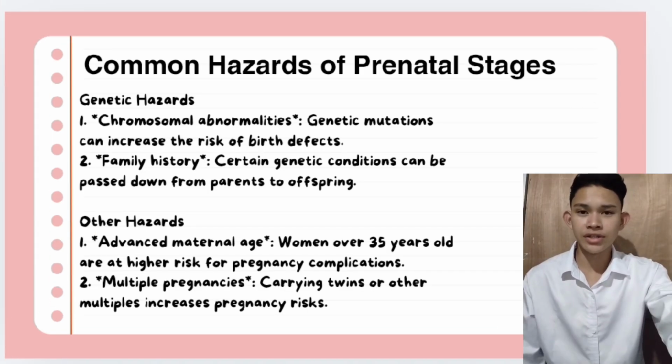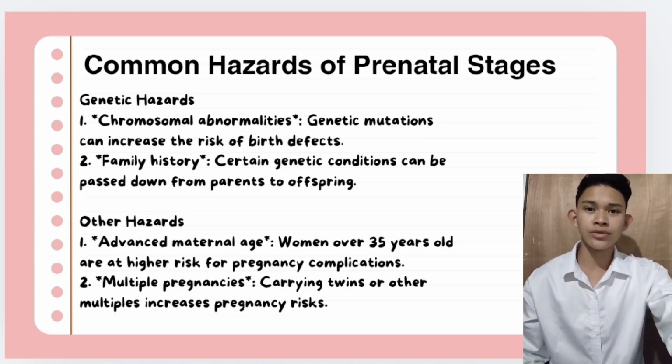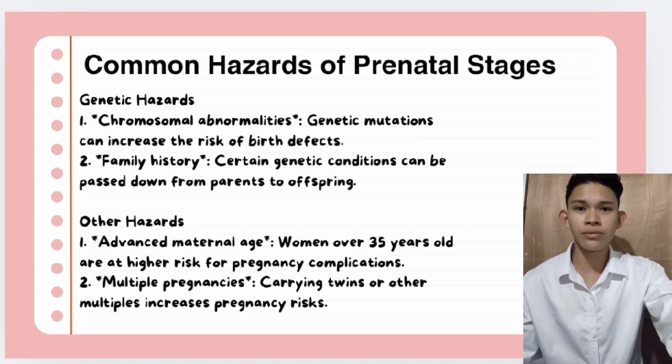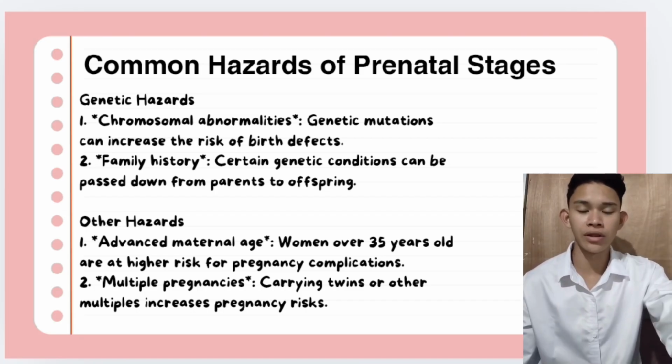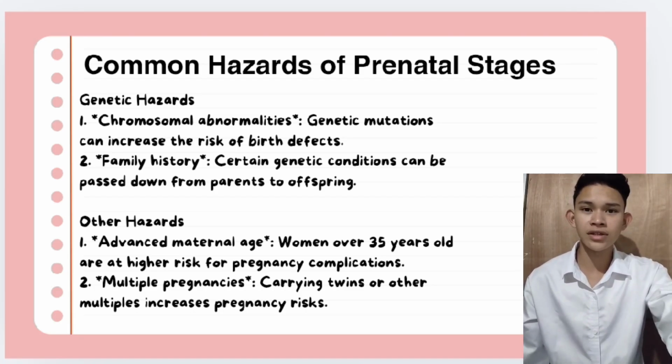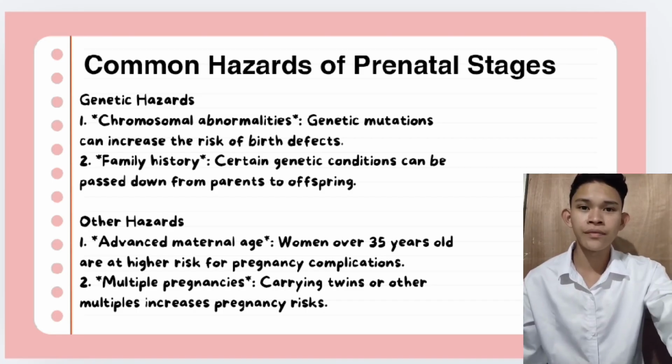The third one is genetic hazard. Genetic issues may arise due to chromosomal abnormalities or inherited conditions from family history. This can increase the likelihood of birth defects and other developmental concerns. Identifying genetic risks through early testing and family medical history assessment is crucial in managing these hazards.